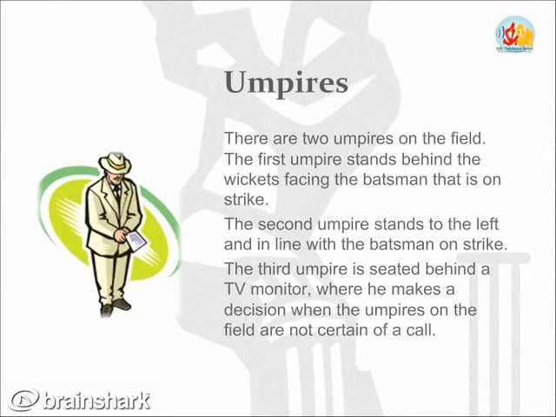Umpires. There are 2 umpires on the field. The first umpire stands behind the wickets facing the batsman that is on strike. The second umpire stands to the left and in line with the batsman on strike. The third umpire is seated behind a TV monitor where he makes a decision when the umpires on the field are not certain of a call.